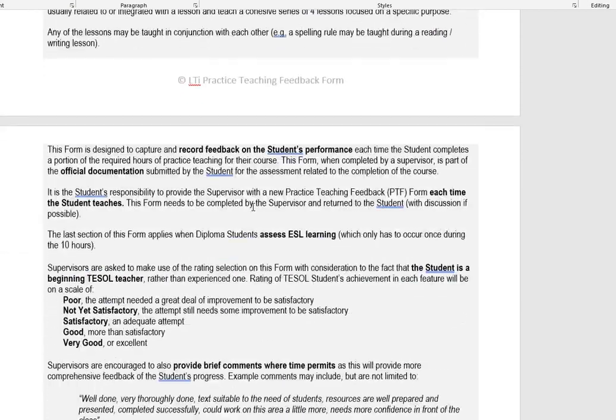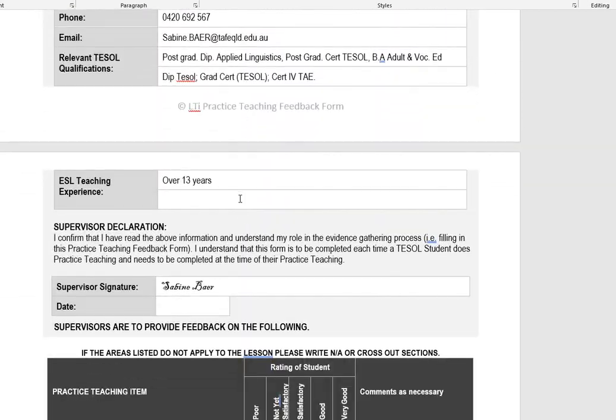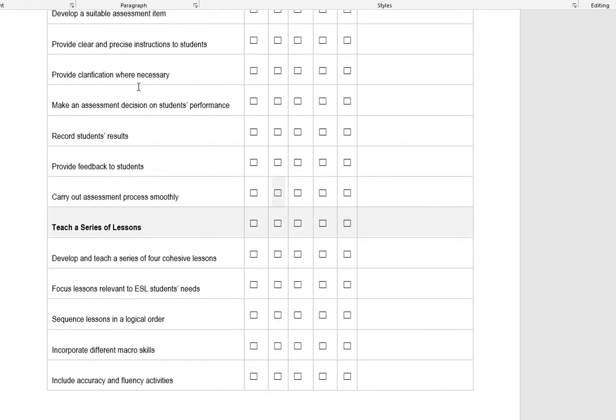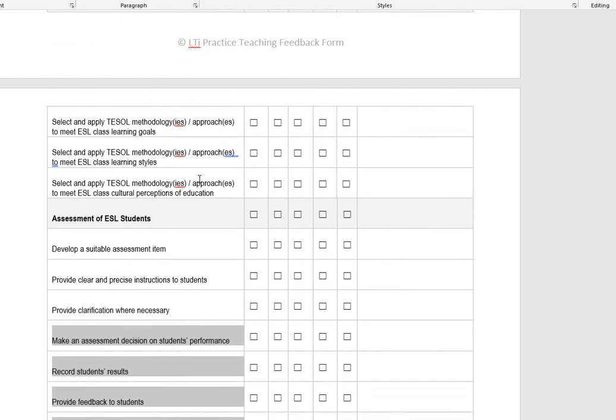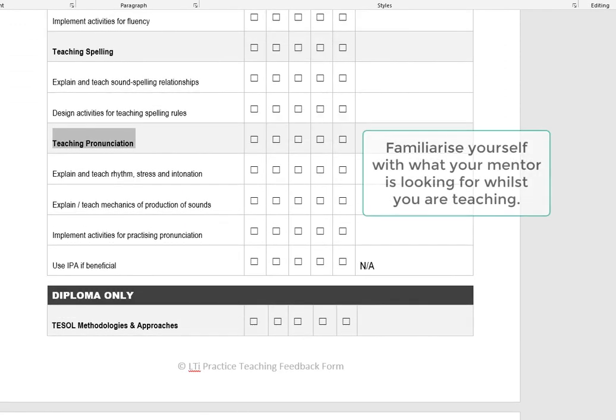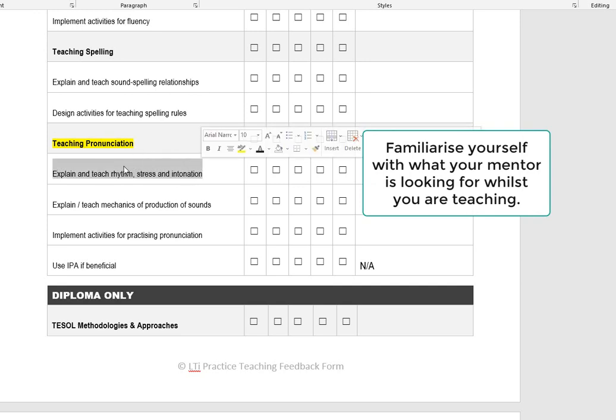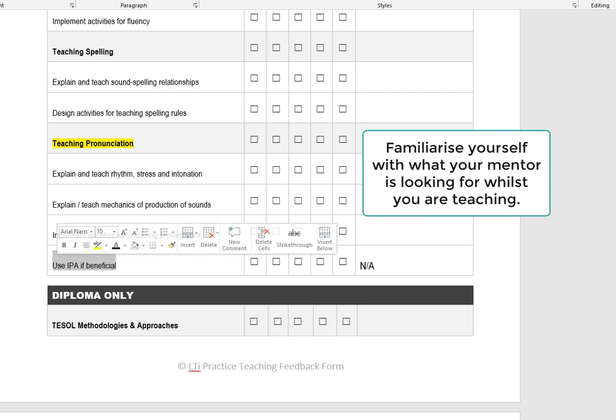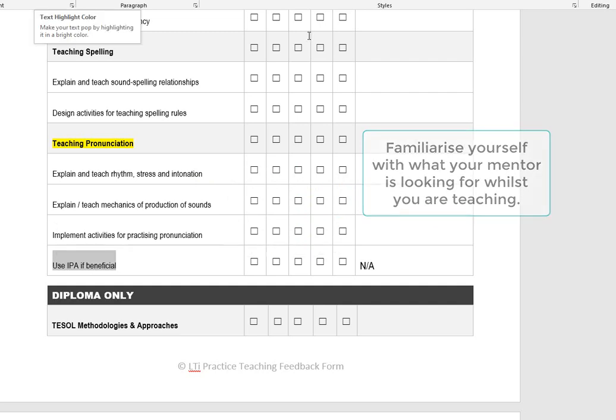As you scroll down the PTF form or the practice teaching log, please do have a look at these checklists and have a look at what exactly it is that we are looking for while you are teaching. So if you are teaching pronunciation, then please ensure you have a look. What is your mentor or your supervisor looking for? Are you able to cover all of the things that we are looking for in your lesson?